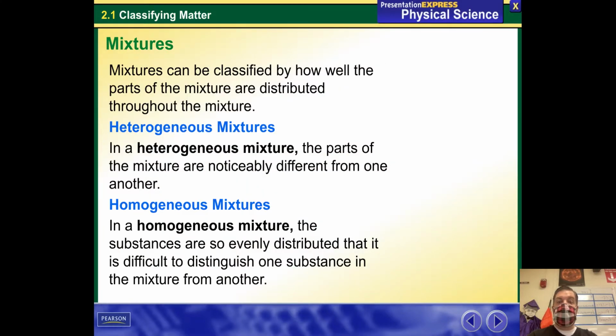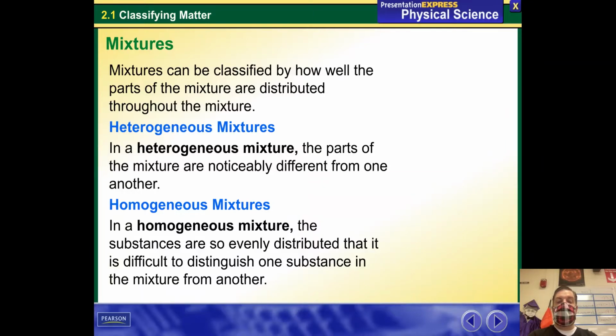Also, mixtures can be classified by how well the parts of the mixtures are distributed throughout the mixture. In a heterogeneous mixture, the parts of the mixture are noticeably different from one another. A lot of this has to do with the distribution of the parts of the mixture. Sand and water. Sand is not going to mix into water no matter what. Okay? That would be a type of heterogeneous mixture. Now, in a homogeneous mixture, the substances are evenly distributed.